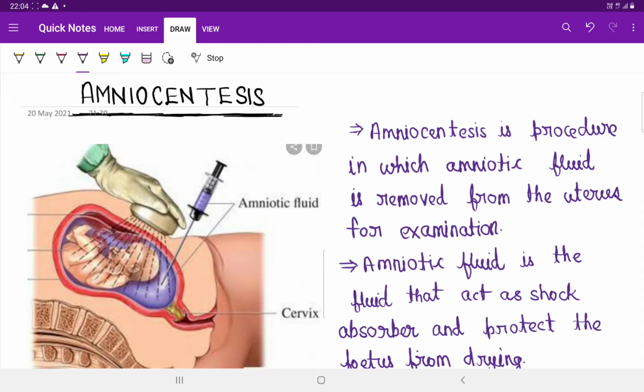In this video, we are going to discuss amniocentesis in short. So guys, what is amniocentesis? Amniocentesis is a procedure in which, during pregnancy, we take out amniotic fluid from the mother's womb for examination of different diseases. Under the guidance of ultrasonography, we bring out this amniotic fluid from the mother's womb and we study it.